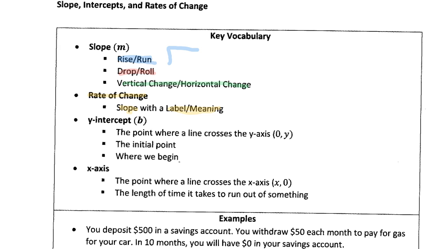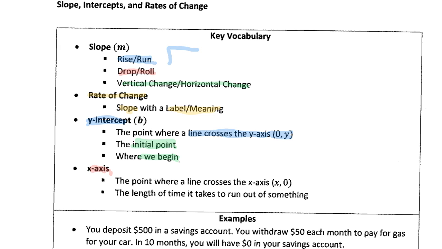Then you have something called a y-intercept. This is where a line crosses the y-axis. So your y-intercept is where your line crosses your y-axis. Another way to say it is it's the initial point or the beginning point. It's where we go from there.